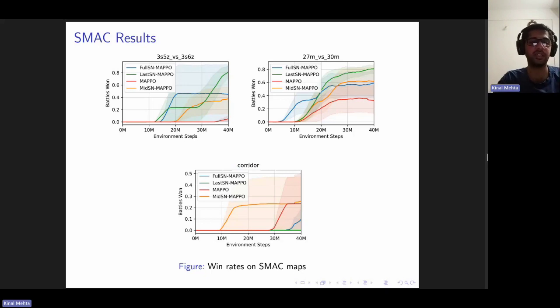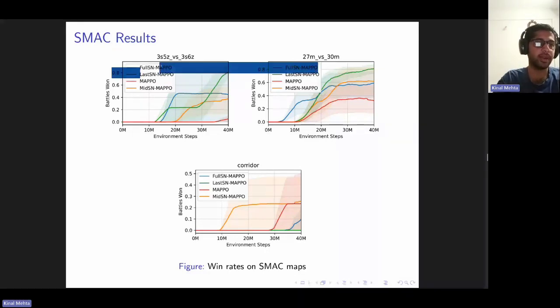Each of these three environments has its own unique properties. Now we can see that the red one barely won around 5 to 10% of the battles. When we look at mid SN MAPPO, where we apply spectral normalization only on the middle layer, we can see that the performance increases quite a bit. And if we apply it on the entire critic network, the performance improves even more, but we can see there's a lot of variance.